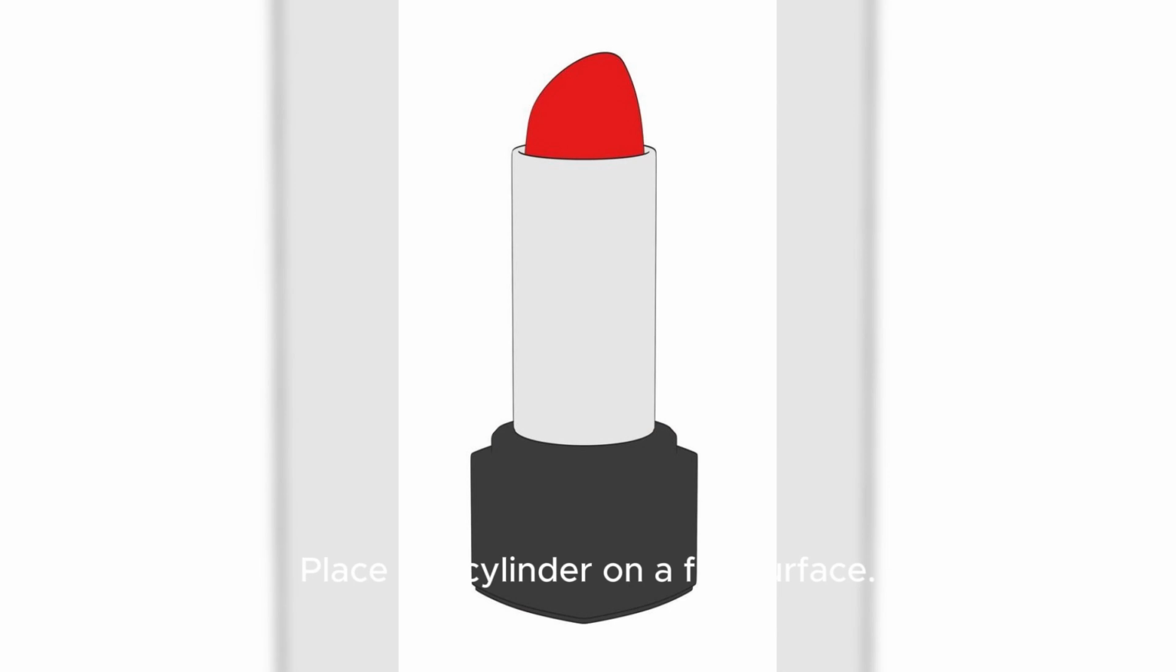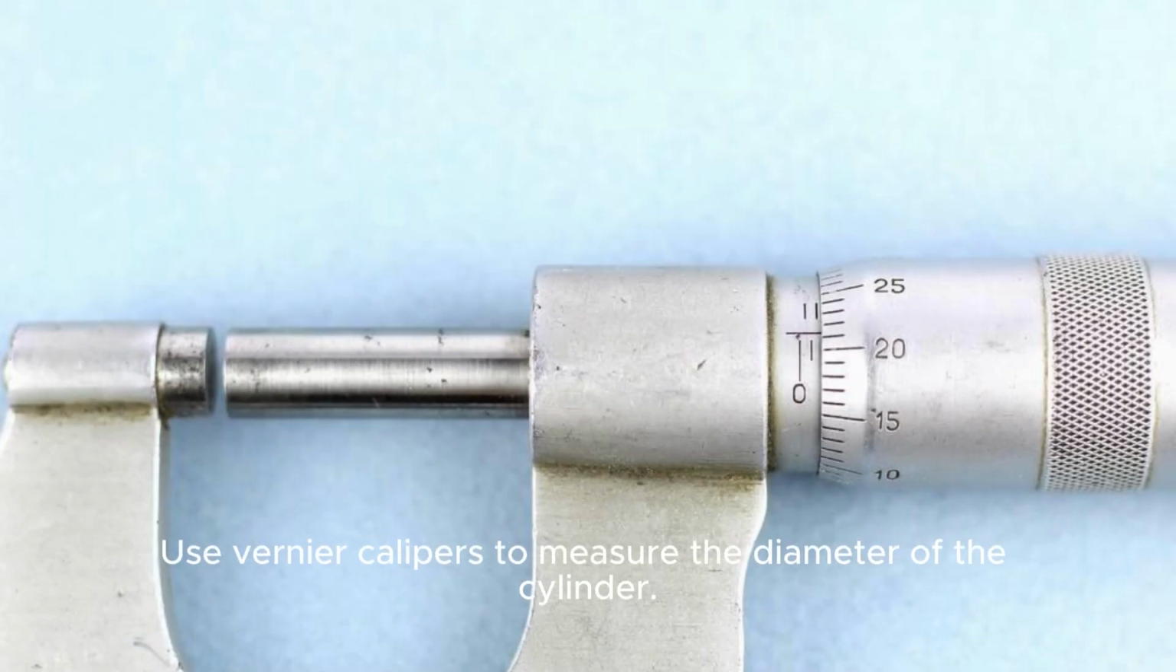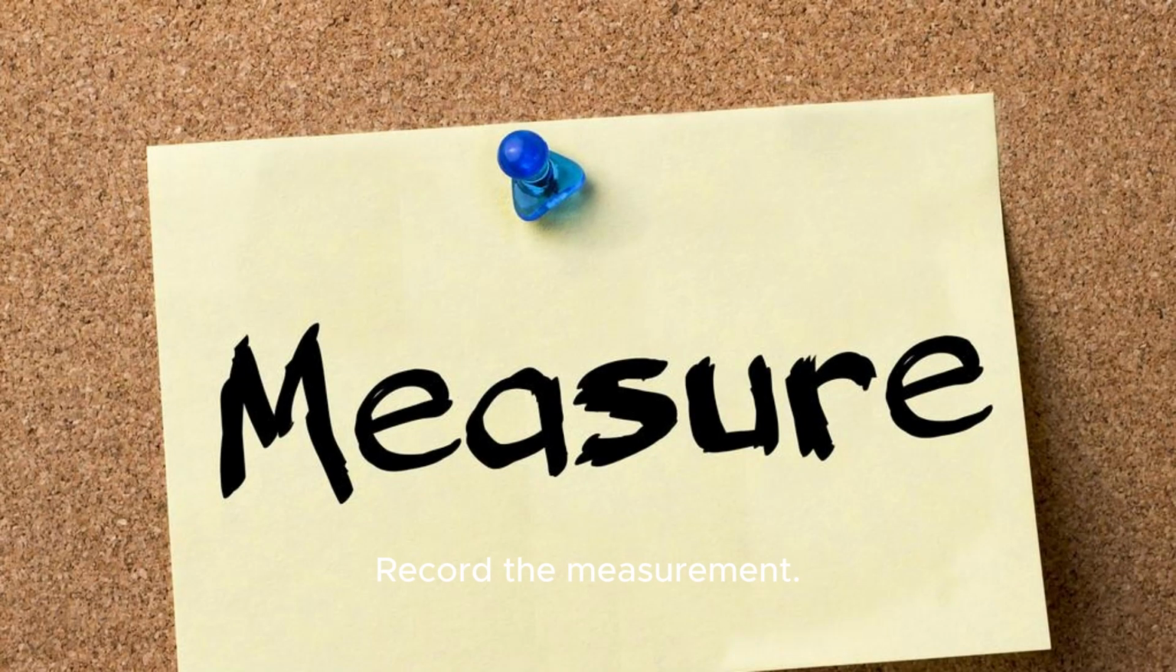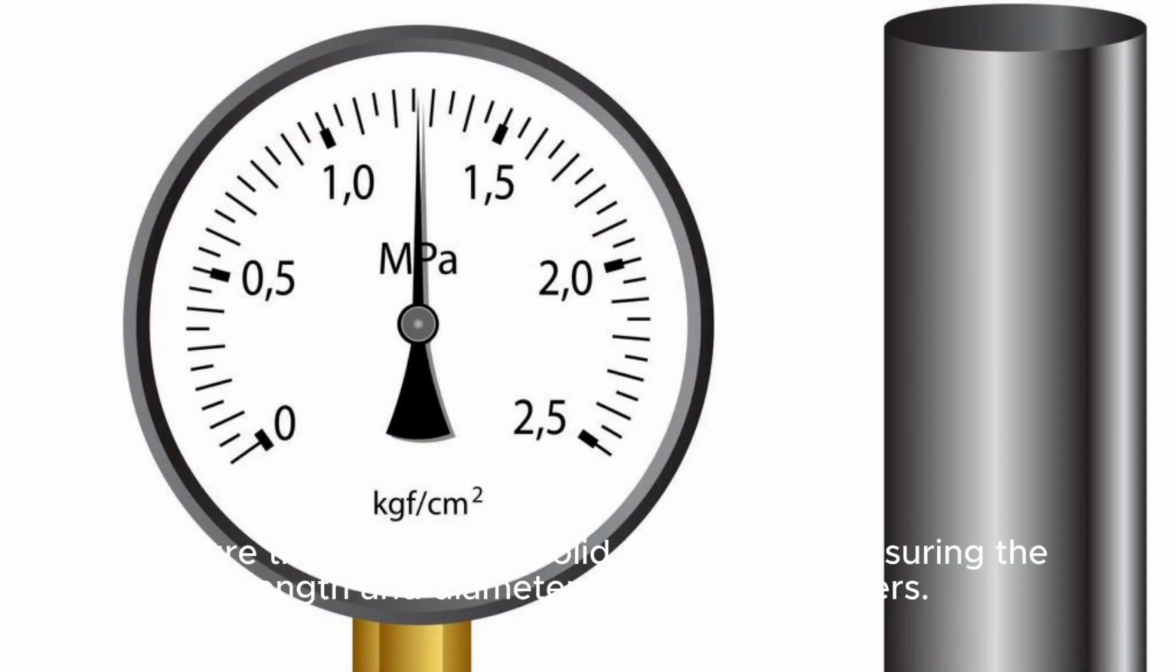Place the cylinder on a flat surface. Use vernier calipers to measure the diameter of the cylinder. Record the measurement. Measure the volume of a solid cylinder by measuring the length and diameter with vernier calipers.